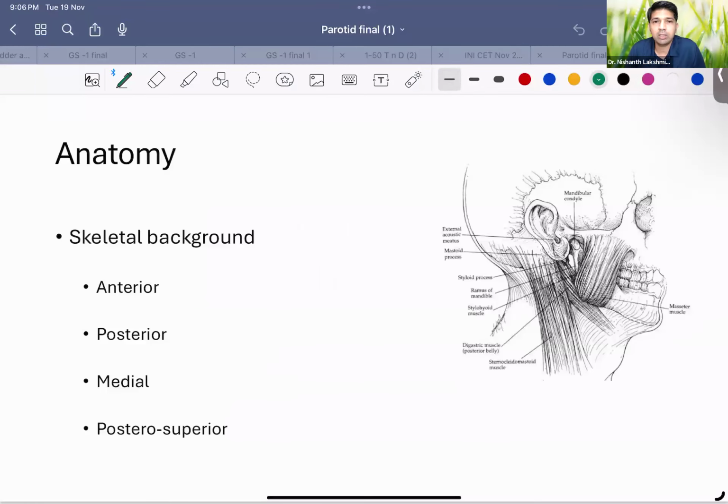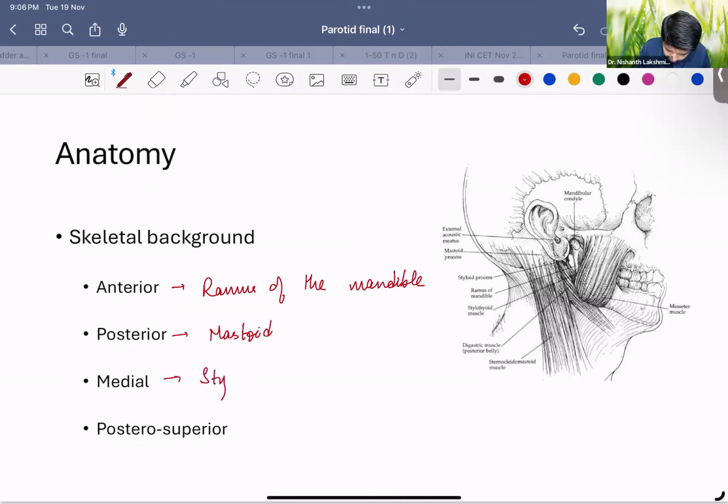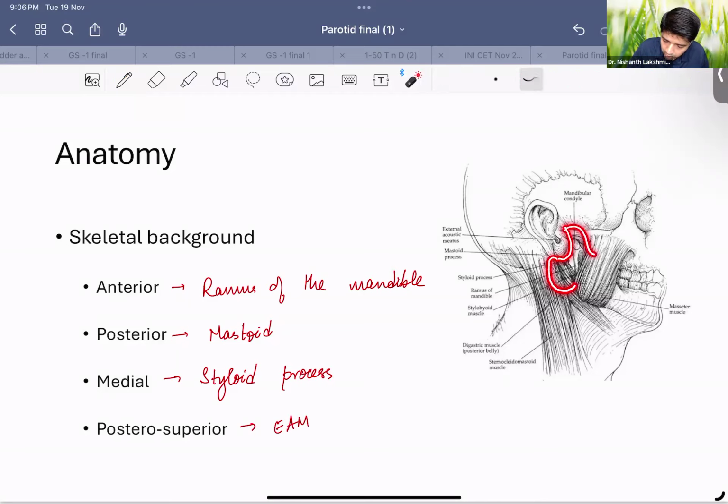First, all you need to know is that the parotid is a salivary gland, which is situated within a bony network. Of course, you will have certain bony landmarks for that. So that skeletal background is important. Posteriorly, it's the mastoid bone. Anteriorly, it's the ramus of the mandible. Medially, it's the styloid process. And posterosuperiorly, you're going to have the external auditory meatus or the external auditory canal. So in short, your parotid gland is situated like this.